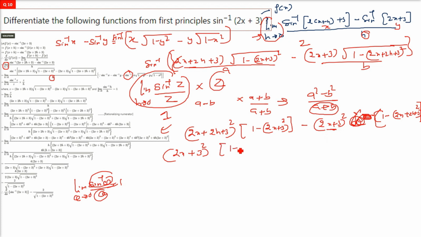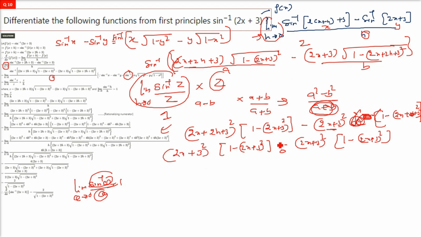If you put h as 0, 1 minus 2x plus 3 whole square, and minus, again this is 2x plus 3 whole square. Now put h as 0 here. So 1 minus 2x plus 3 whole square. So if you put h as 0 in the numerator, without even solving it, you will get a 0 in the numerator. That is not what we want. So what I am trying to suggest here is that whole term which I have written, you have to solve it. It may take some time for me.